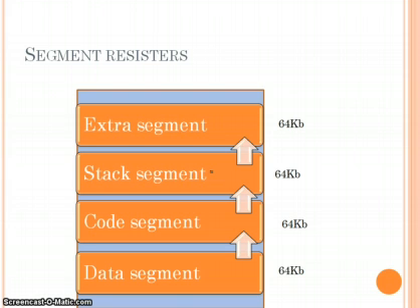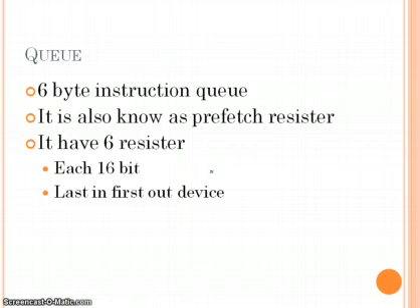So first, segmentation. In 8086, the total memory of 1 megabyte is segmented into 4 different segments: extra segment, stack segment, code segment and data segment. The data segment is responsible for storing or locating the operand data which is required by the microprocessor during execution. The code segment is responsible for storing the codes of the program. The stack segment holds the information of the stack, and the extra segment is again like the data segment, which holds data.